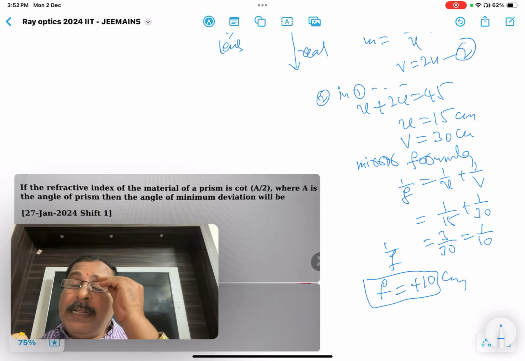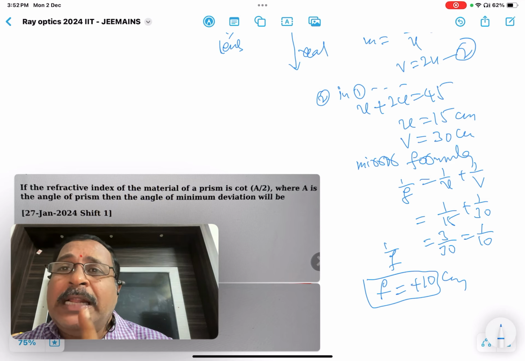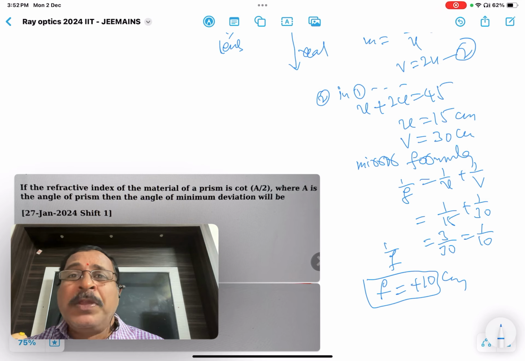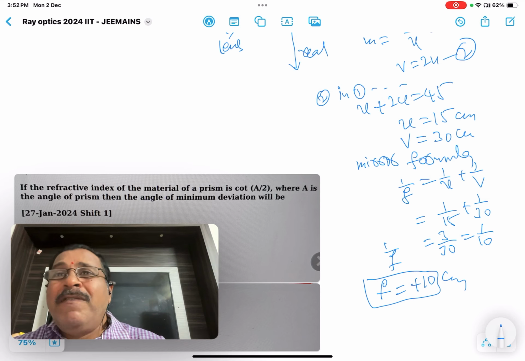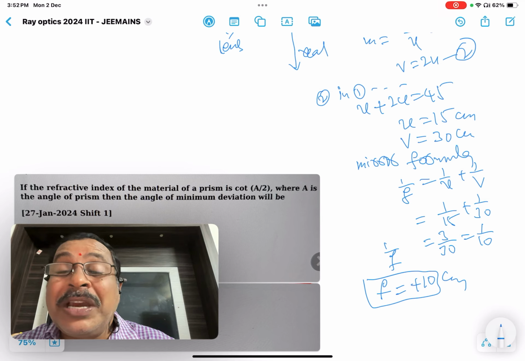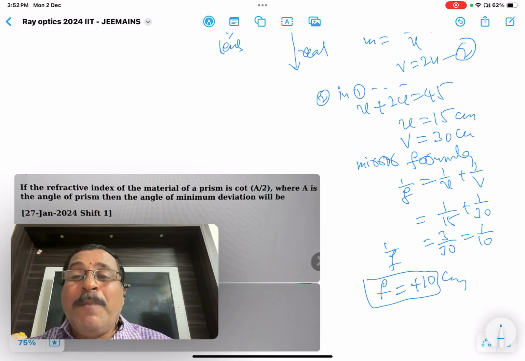Once more, I am repeating the sentences now. For convex lens, focal length is positive. For concave lens, focal length is negative. For convex mirror, focal length is positive. For concave mirror, focal length is negative. In the previous problem, we got negative focal length because it was a concave lens. Now it is a convex lens, that's why positive focal length, right?